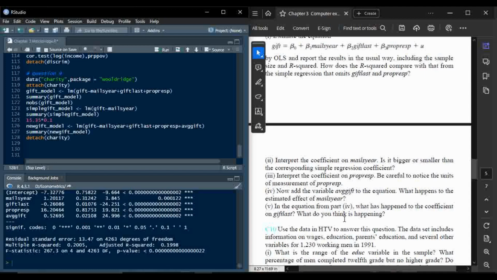Now look at the fifth part of the question. In the equation from part 4, what has happened to the coefficient on gift last? What do you think is happening? After controlling for the average of past gifts, we find that the current gift amount is negatively related to the most recent gift. A negative relationship makes sense, as people might follow a large donation with a smaller one. Therefore it makes sense.